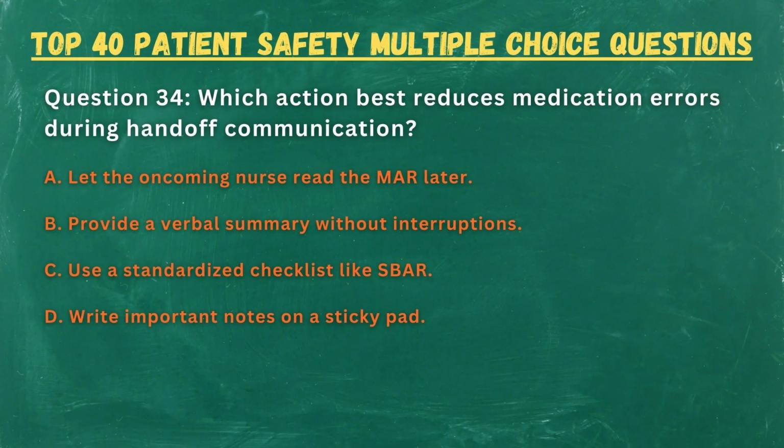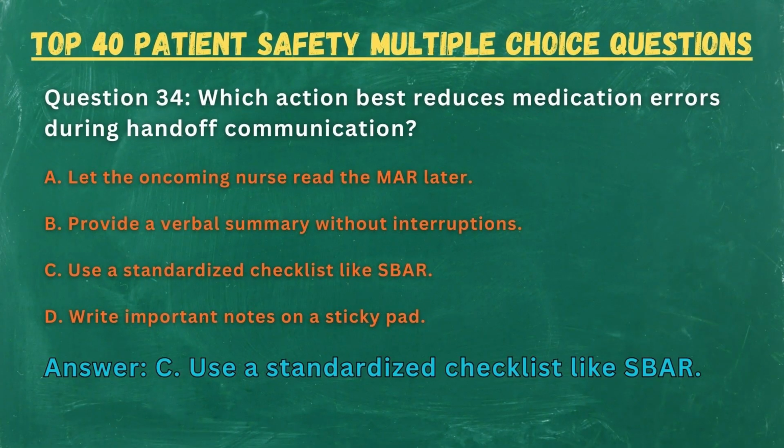Question 34. Which action best reduces medication errors during handoff communication? A. Let the oncoming nurse read the MAR later. B. Provide a verbal summary without interruptions. C. Use a standardized checklist like SBAR. D. Write important notes on a sticky pad. Answer. C. Use a standardized checklist like SBAR.